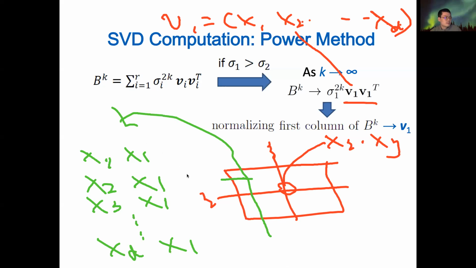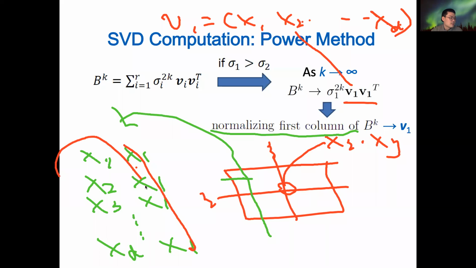In the output, now we just need to normalize the first column. When we normalize, we scale them, so all this is constant. So we just divide by x1, and then we get this. Why normalize? Because V is a unit vector, so its length is 1, so this column has length 1.